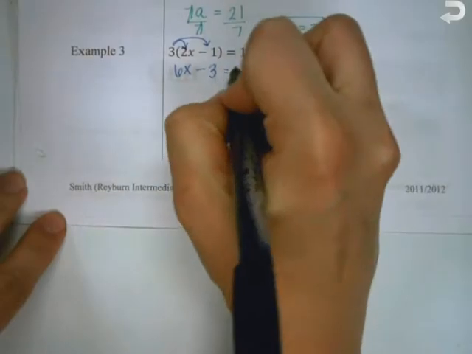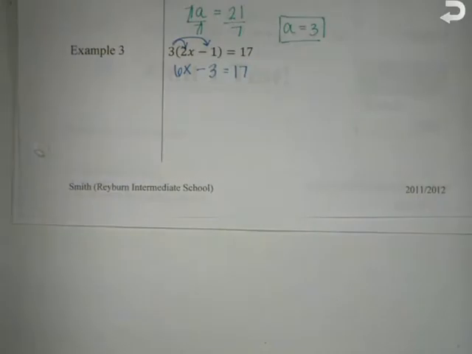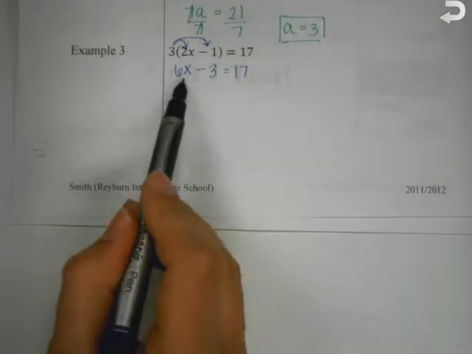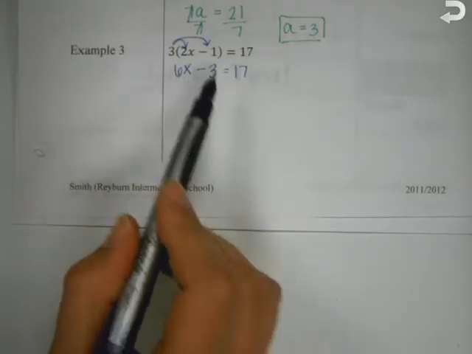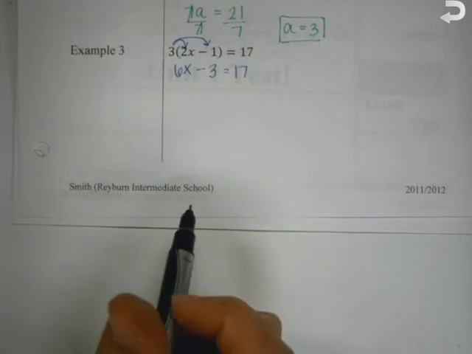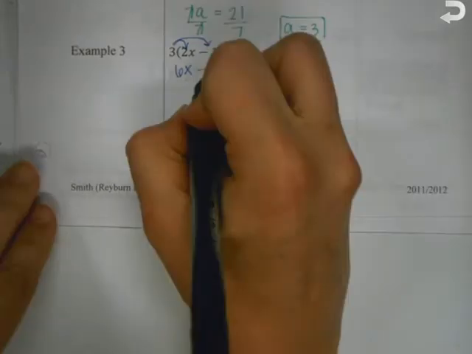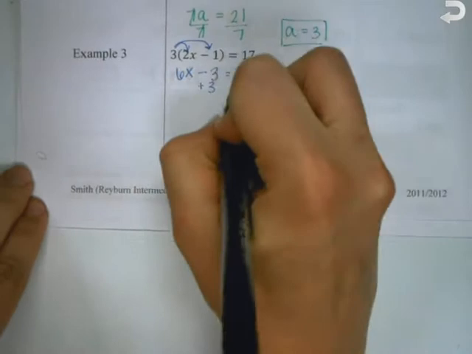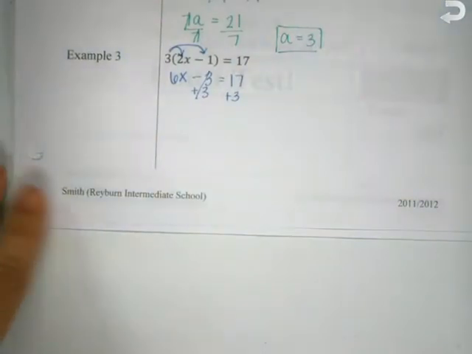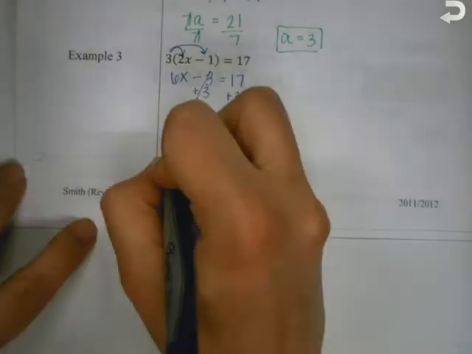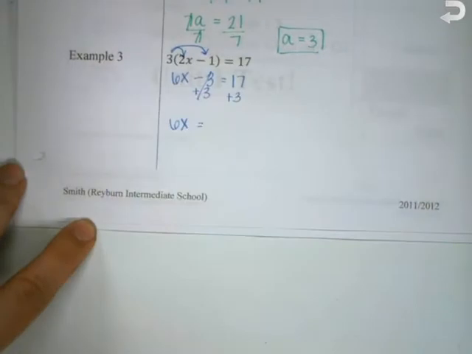Are all my variables on the same side? Yes. X's are all on the left. So I need to get all numbers on the right. So what am I going to do? Add 3. So the 3's cancel. 6x equals 20.